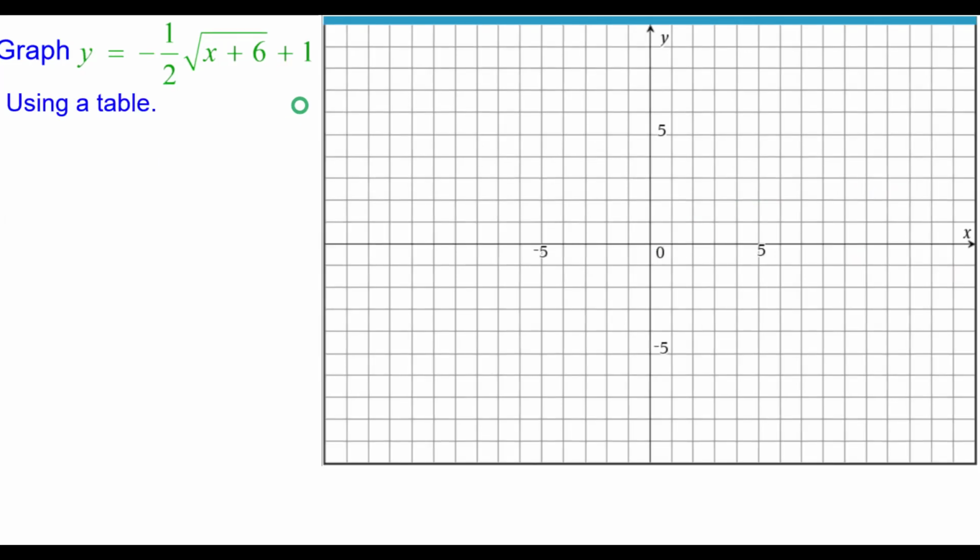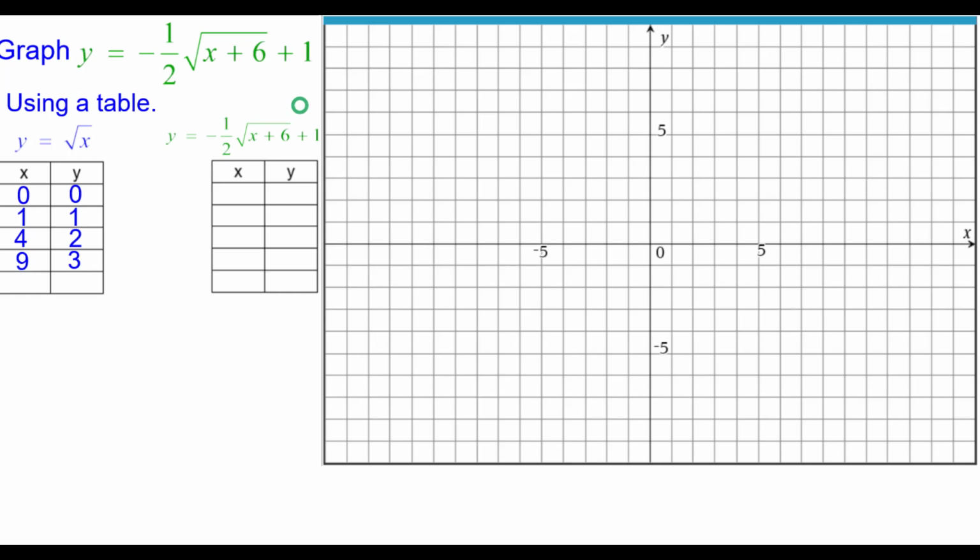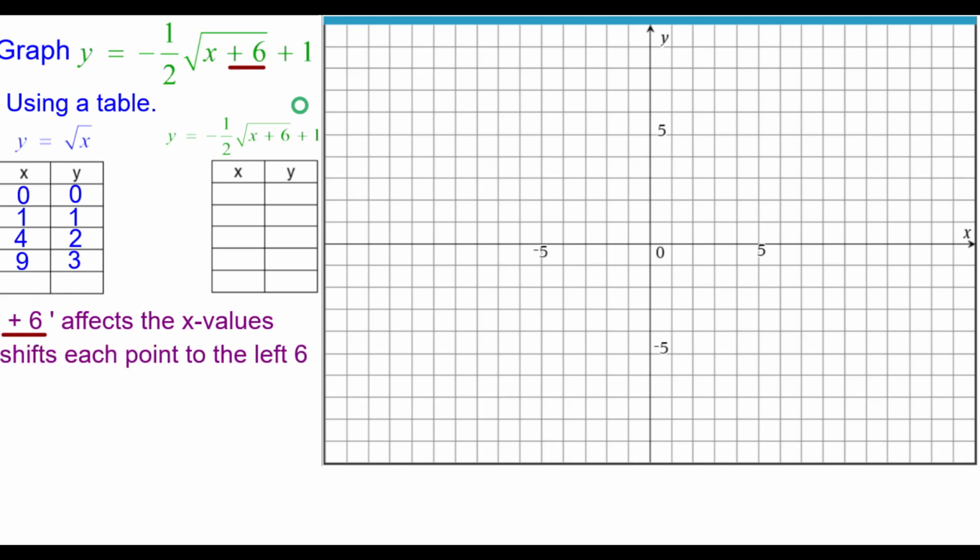Second way, using a table. These are our 4 values we normally use in the square root of x graph. That plus 6 inside the function affects the x values. So we need to shift each point to the left 6, and to accomplish that we subtract 6 from each x value to get them to the left 6 units. So 0 minus 6 is negative 6.